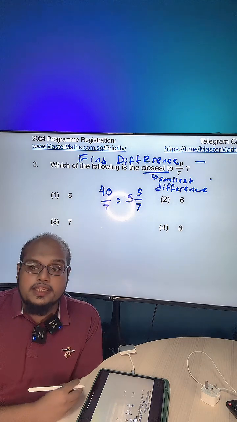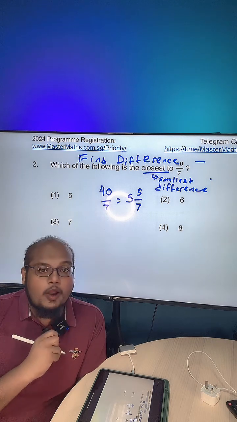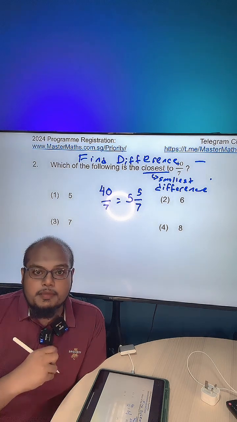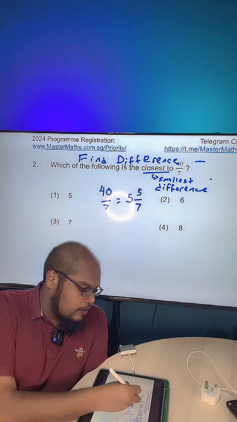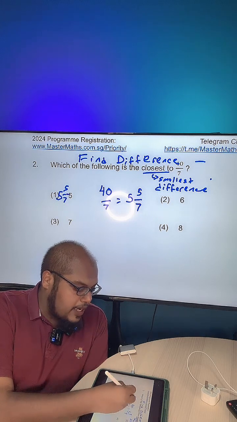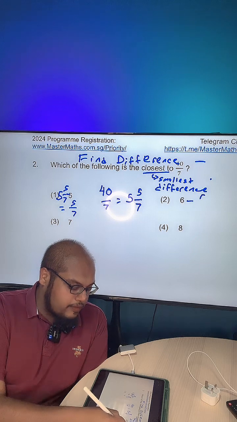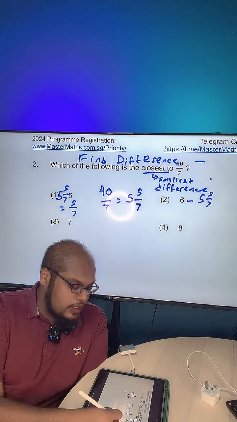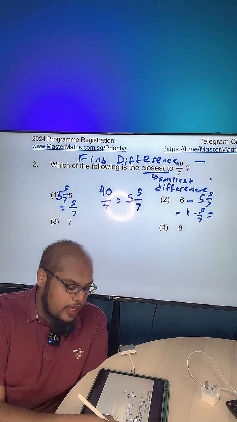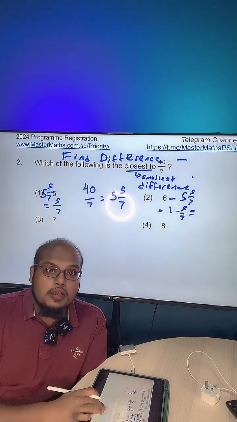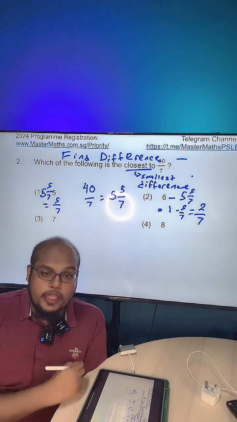So now, I can either minus, or I can use a timeline also. If I were to minus, you will see that option 1 and option 2 are the only ones that give me an answer that is less than one whole. If I take 5 and 5 over 7, minus 5, I will get 5 over 7. 6 minus 5 and 5 over 7 will actually give me one whole first. 6 minus 5 is one whole, minus 5 over 7, I will get 2 over 7. And the rest will give me an answer that is more than 2 over 7.